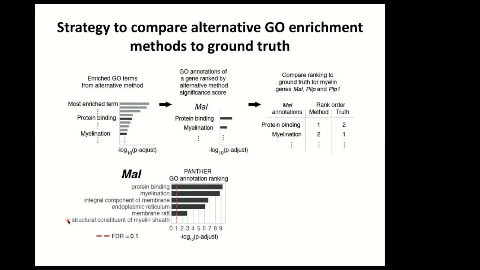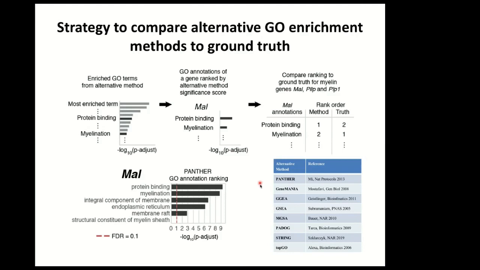Well, structural constituent of myelin sheath, even though it's relevant for MAL, right? We know that it's actually in this myelin sheath, and that this process is affected by the knockout. It's actually not globally enriched, so it ends up at the bottom. So this is indicating how GeneWalk is different from global enrichment methods.